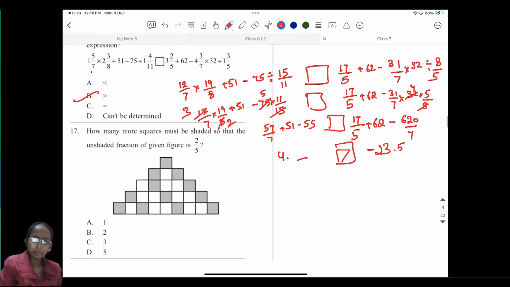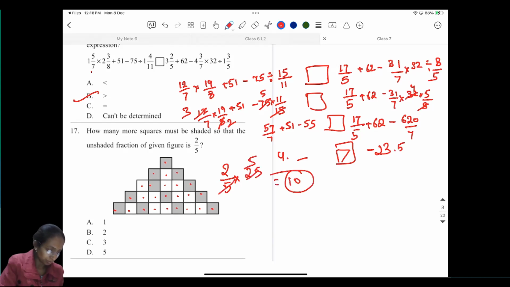Now the 17th one. How many more squares should be shaded so that the unshaded fraction of the given figure is 2 by 5? So first of all, we need to find the total number of squares and the shaded figures. Total number is 1, 2, 3, 4, 5, 6, 7, 8, 9, 10, 11, 12, 13, 14, 15, 16, 17, 18, 19, 20, 21, 22, 23, 24, 25. So for 2 by 5th of the part to be unshaded, that means the unshaded part should be equals to 10.